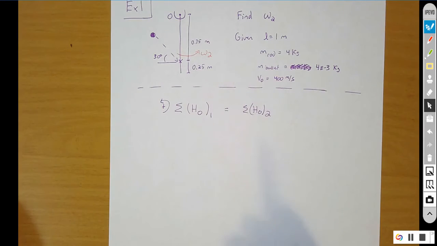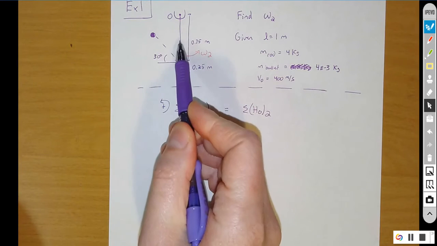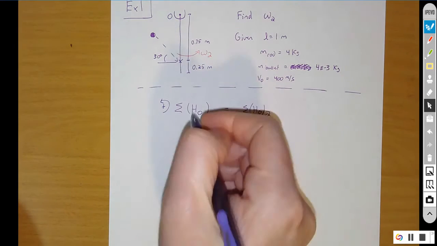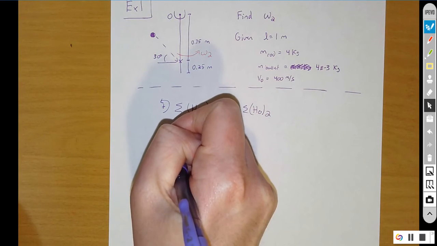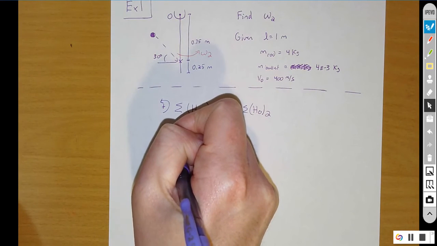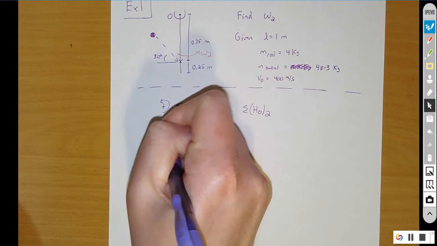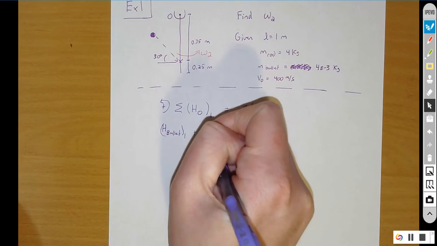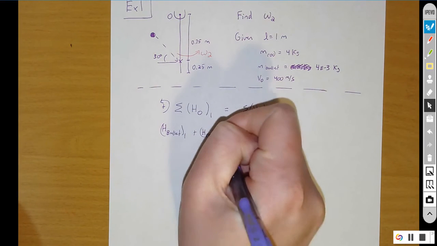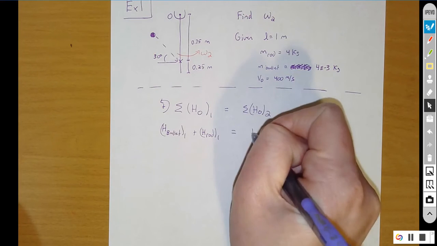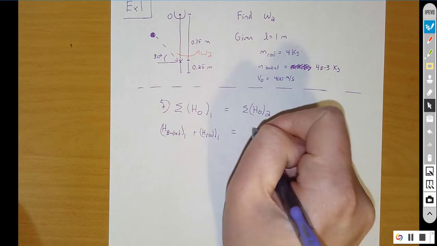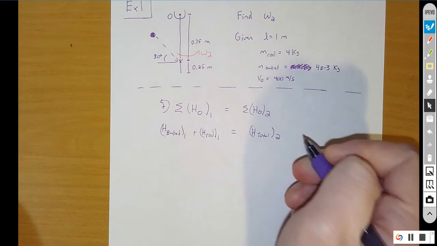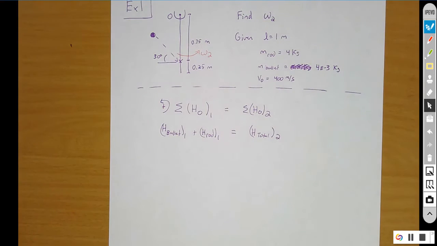We do have two bodies. We have the projectile and we have the rod. So let's break this apart. We will have H of the bullet at 1 plus H of the rod at 1 equal to the H total. Remember they embed, they get stuck together at state 2. State 2 is some time later, after the impact.